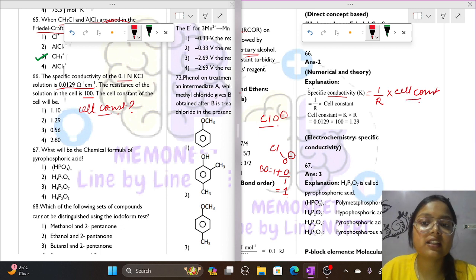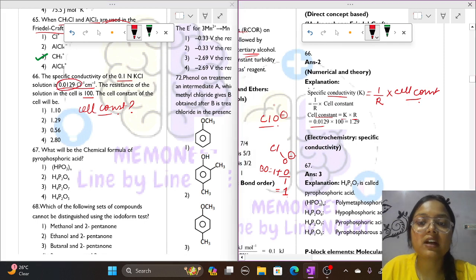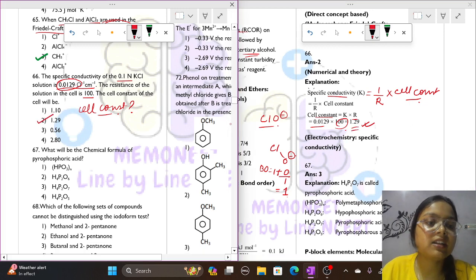So specific conductivity is equal to 1 by R into cell constant, and we know that cell constant is equal to kappa into R. So here kappa is given, the value of kappa is given to be 0.0129 and the value of R given is 100. So the answer comes out to be 1.29. Okay, so 1.29 is the correct option.